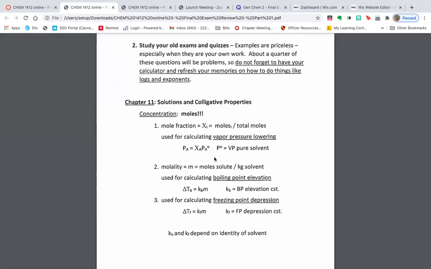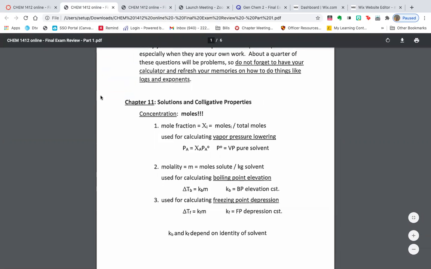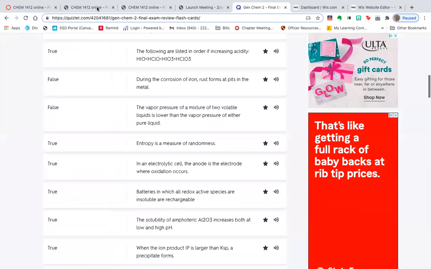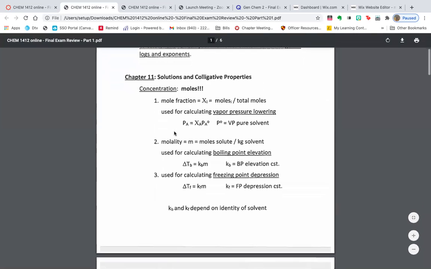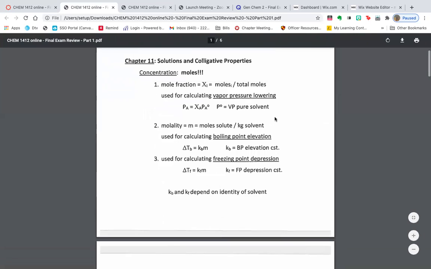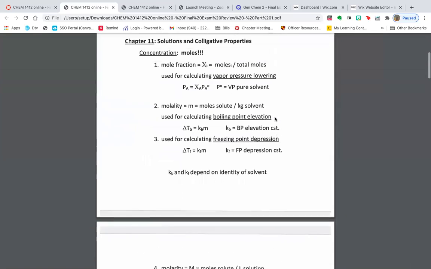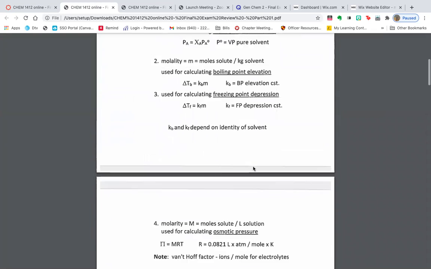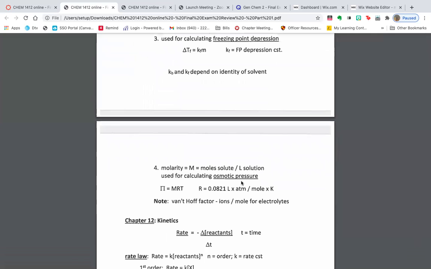So we'll start with the two reviews that she had, and that's all we really had time for in the in-person session. But if we have some extra time, we can go to the Quizlet as well. But we'll start here. At the very beginning, we have our four colligative properties equations: the vapor pressure lowering, boiling point elevation, freezing point depression, and the osmotic pressure.